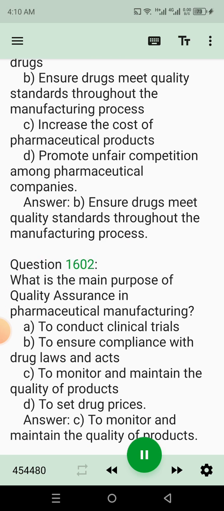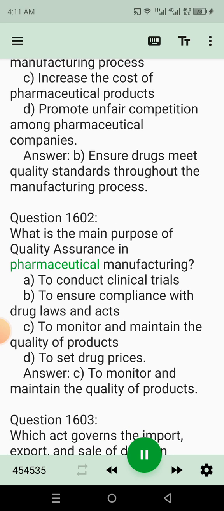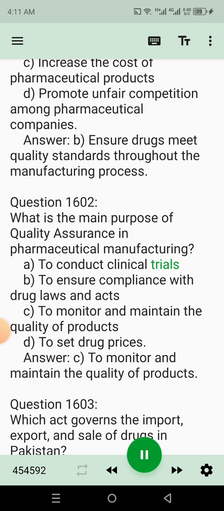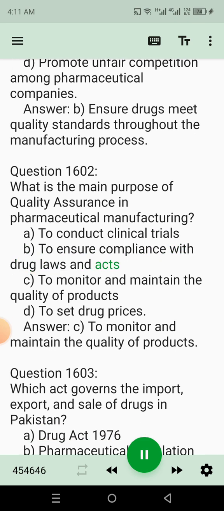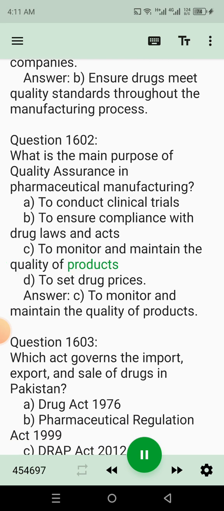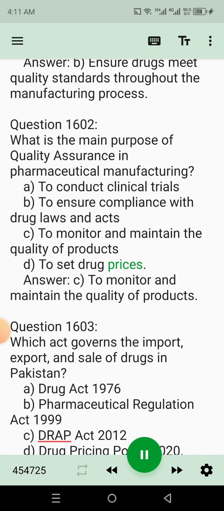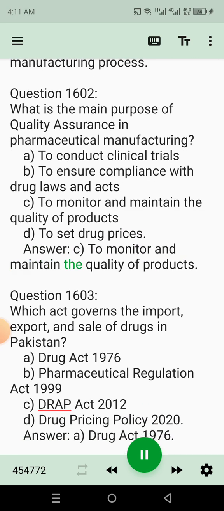Question 1602. What is the main purpose of quality assurance in pharmaceutical manufacturing? A. To conduct clinical trials. B. To ensure compliance with drug laws and acts. C. To monitor and maintain the quality of products. D. To set drug prices. Answer: C. To monitor and maintain the quality of products.